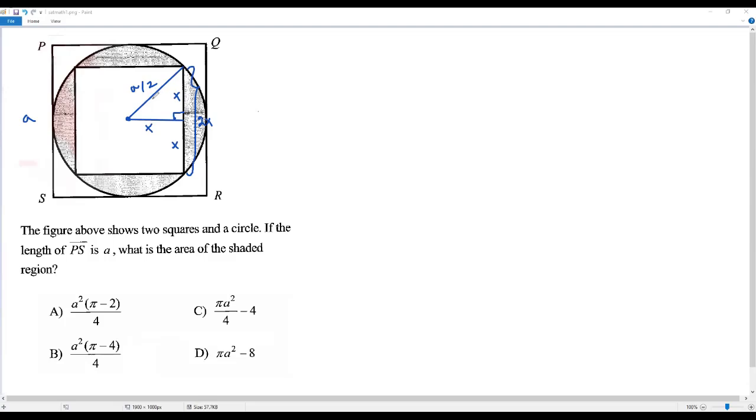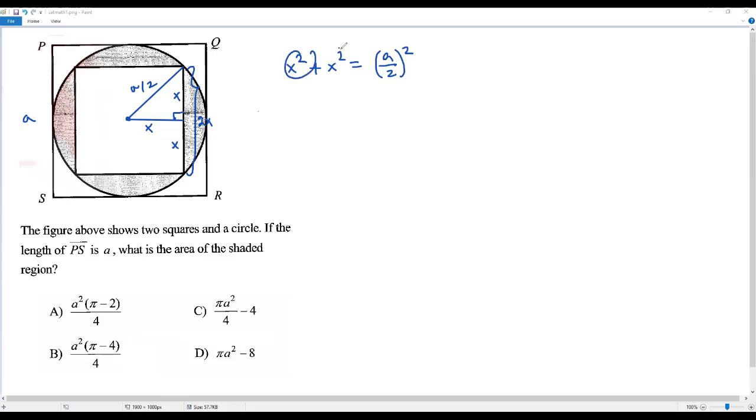Now I'm going to use the Pythagorean theorem in this right triangle. That is, the sum of the squares of the two legs equals the square of the hypotenuse. Here this x and x both represent the two legs, and this A over 2 represents the hypotenuse because it's opposite to the right angle. So the sum of the squares of the two legs, x squared plus x squared, equals A over 2 the whole squared, that is the square of the hypotenuse.